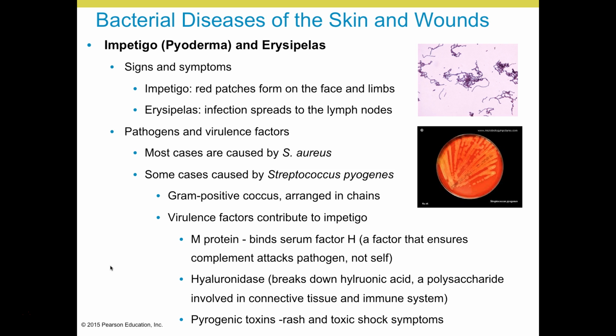They also have this enzyme known as hyaluronidase, which breaks down hyaluronic acid, and this acid is necessary for connective tissue and the immune system to work properly. And they also release toxins, which cause rash and toxic shock syndrome.